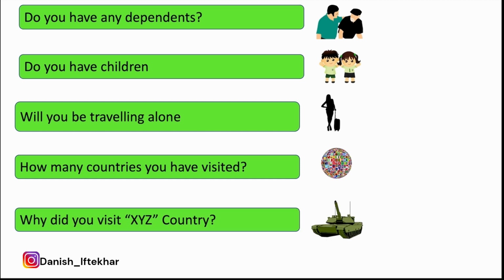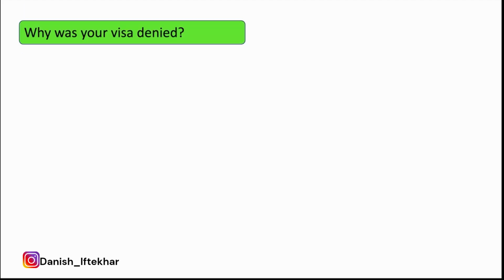So if they see that you have visited any war-torn countries or any country that they think is suspicious, they could ask you questions on that as well. Another question that they could ask you is, why was your visa denied? If your visa was denied, this could be the first question that they ask you. So it is important that you do not blame them for your refusal. You may suggest to them that there might have been some confusion, because unless there is significant change in your visa application, they will reject your application again. So have a good answer for this question, why was your visa denied?